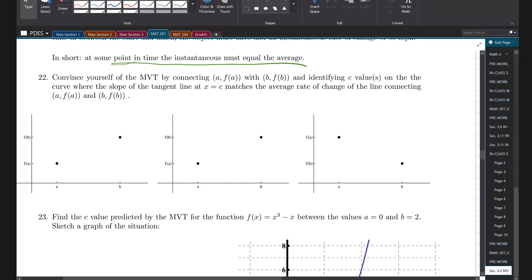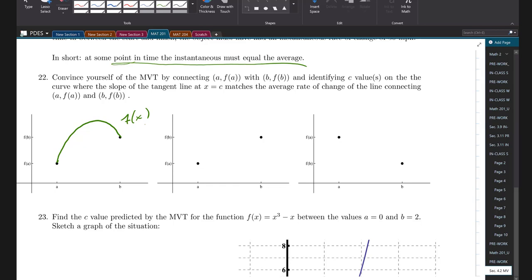Convince yourself of the mean value theorem. What we're going to do is sketch a function. I'm going to sketch this function here. I'd like you to do one somewhat similar to me. There's the function f of x. Notice that the function that I drew is continuous, drawn without picking up my pencil. It's differentiable. I drew it without any jagged edges. So this function's continuous over the whole domain and differentiable on the interior.